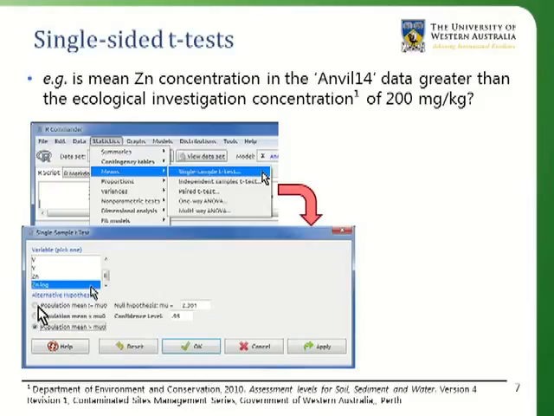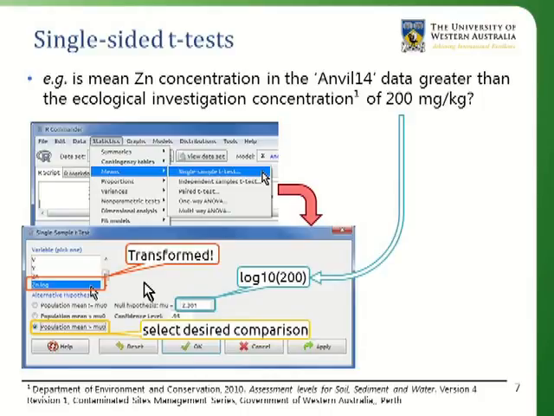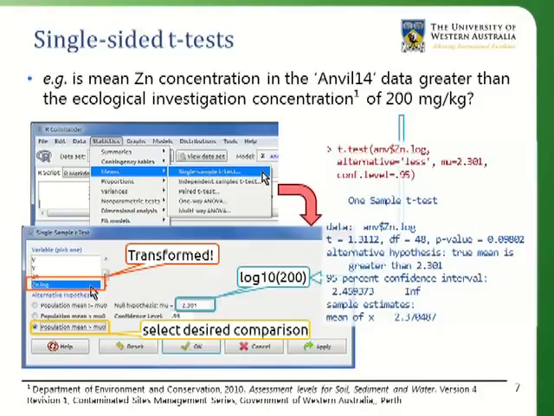We can certainly say that the mean is not equal to our null hypothesis mean, but we can also be as specific as testing for the population mean being greater than our null hypothesis mean, and that's what I've selected here. Okay, so the data are transformed. Log 10 200 comes from the threshold value, and we select the comparison that we want, and if we proceed with that, we get some output which looks something like this.